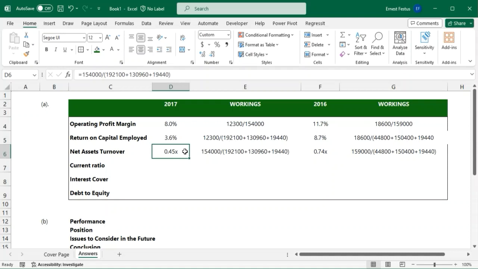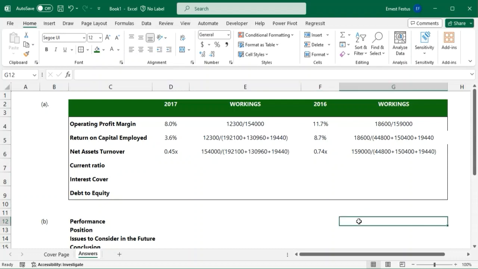So this one, we are talking about net assets, and from the accounting equation, we know that assets equals capital or equity plus liabilities.